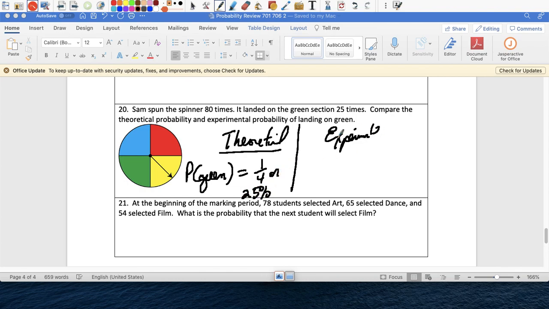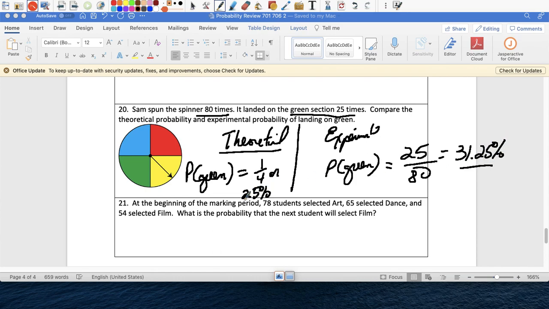In the experiment, we spun this 80 times. How many times was it green? In the experiment, it was 25 out of 80. If we change that to percent, we get 31.25%. If we compare, which one was greater, the experimental or the theoretical? The experimental was greater by a little bit, by 6.25%. It happened more than we expected.